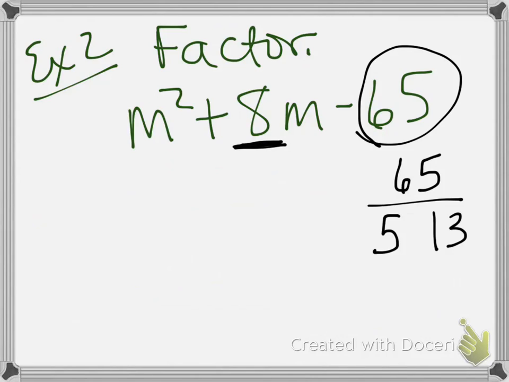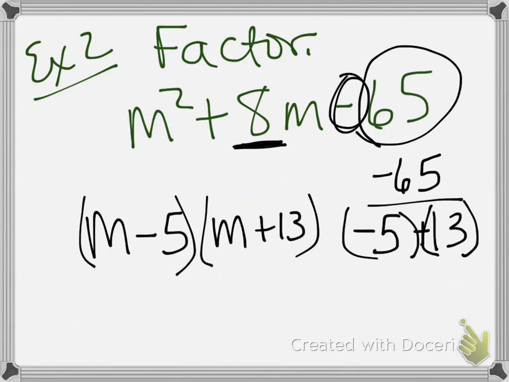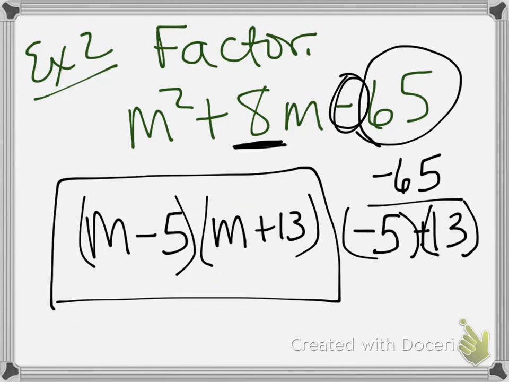So how could I take 5 and 13 and make it become 8? Well, that would work if I had negative 5 and positive 13. Negative 5 plus 13 equals 8. And negative 5 times 13 equals negative 65, which I should have paid attention to begin with. So m minus 5 and m plus 13 are my factors. That's all I got to do.